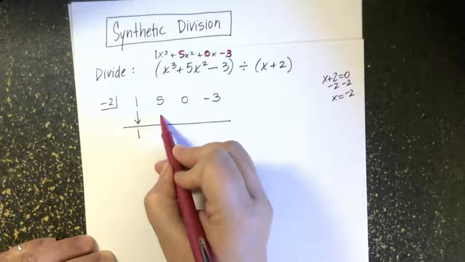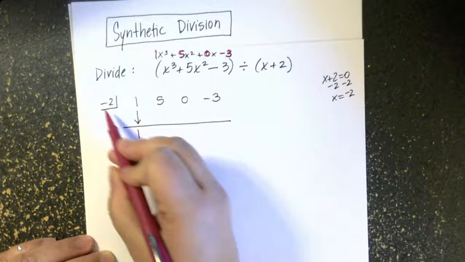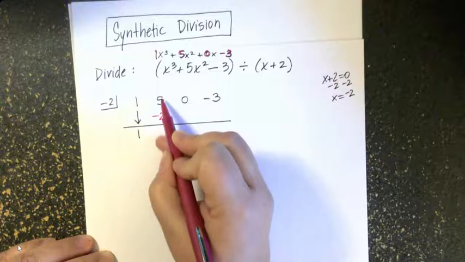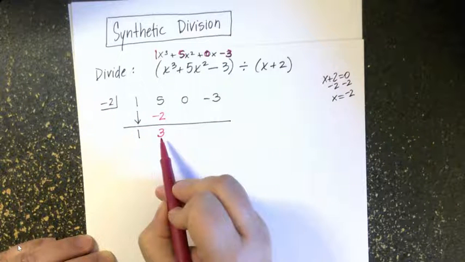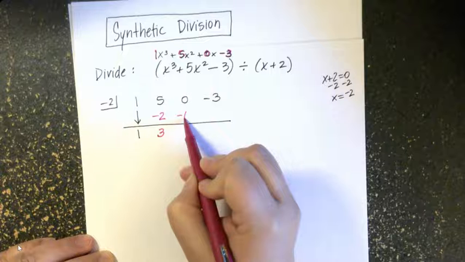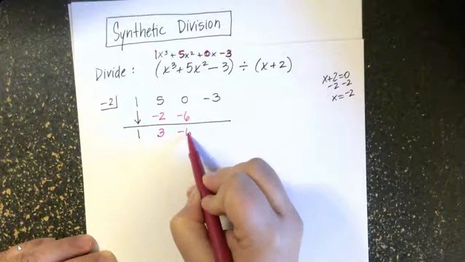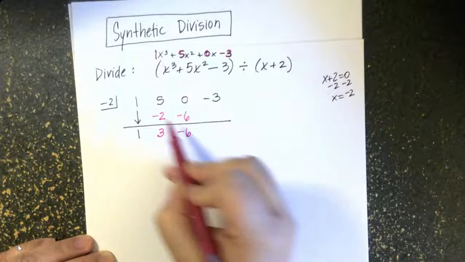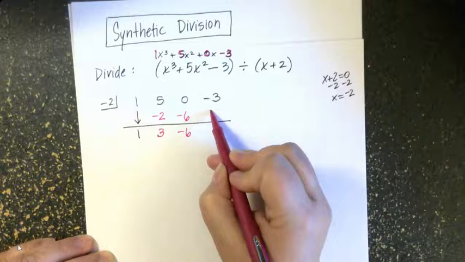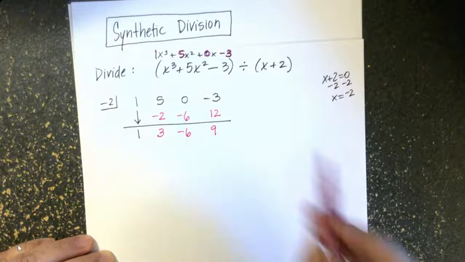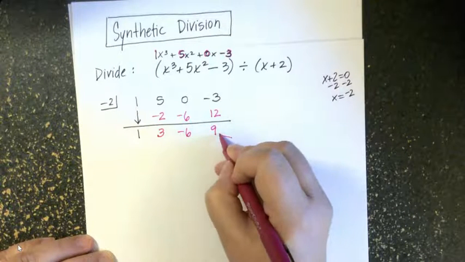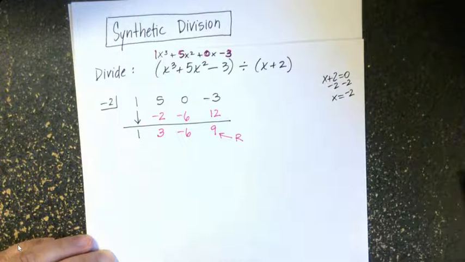Negative 2, now we're starting the process. Negative 2 times 1 goes here, remember, and then we add. So negative 2 times 1 is negative 2. Add gives me 3. Negative 2 times 3 gives me negative 6. Add gives me negative 6. Negative 2 times negative 6 is positive 12. Adding gives me 9. Now remember, the very last number here is the remainder. So this time I do have a remainder.